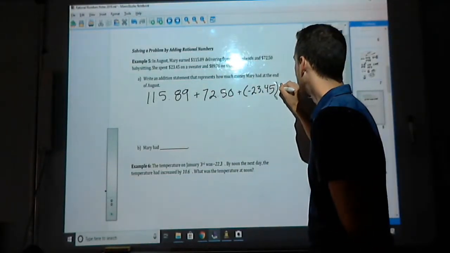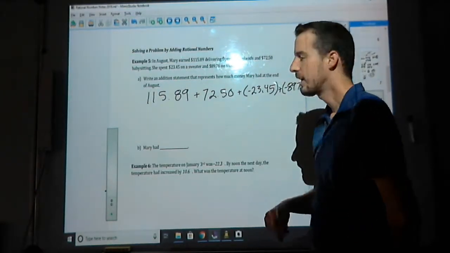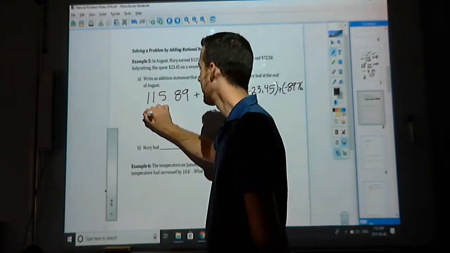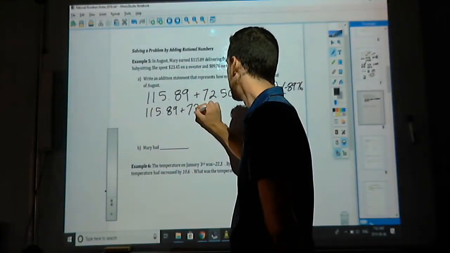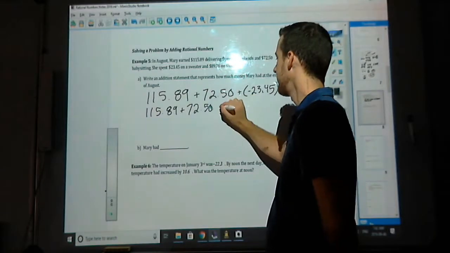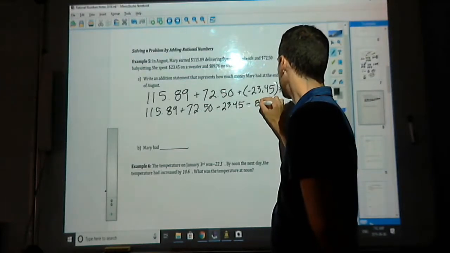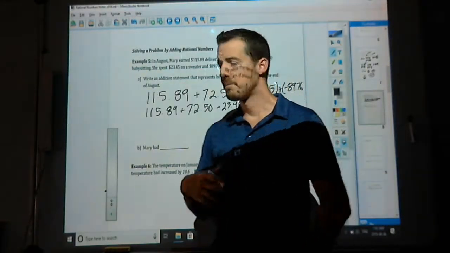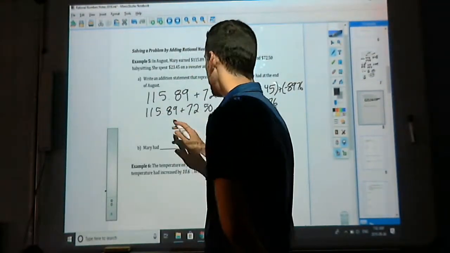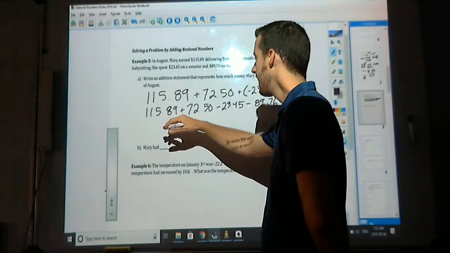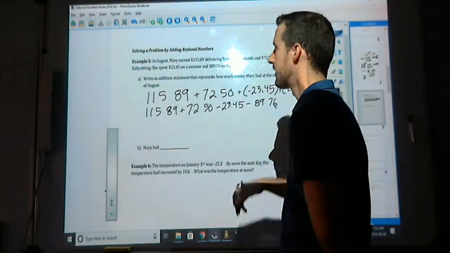But she also spent some more money, so we're going to add another negative of 89.76. Okay, now what I would do is take this exact same thing, get rid of your additions where you can, when we're dealing with negatives. So here we'll just make this a negative and minus 89.76. Okay, so then we're going to go order of operations left to right, and we'll just go through our problem and solve it as we do, right? So here we can go 115.89 plus 72.50, that answer minus 23.45, that answer minus 89.76.